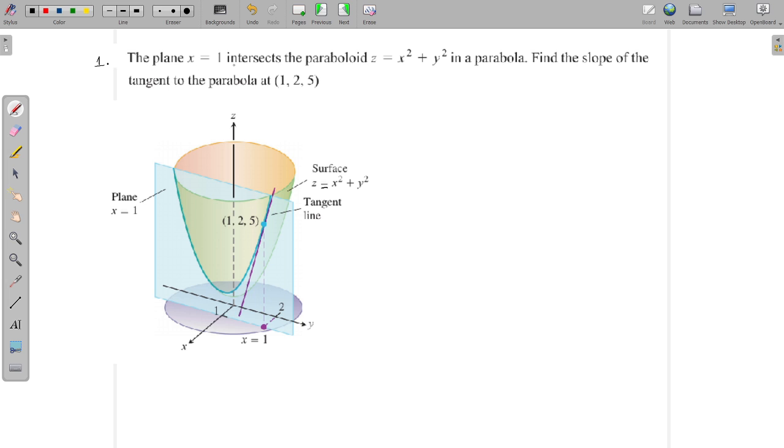The plane x equal to 1 intersects the paraboloid z equal to x square plus y square in a parabola. Then find the slope of the tangent to the parabola at (1, 2, 5). Okay, so first we need to identify this is a paraboloid. How will you identify this is a paraboloid?